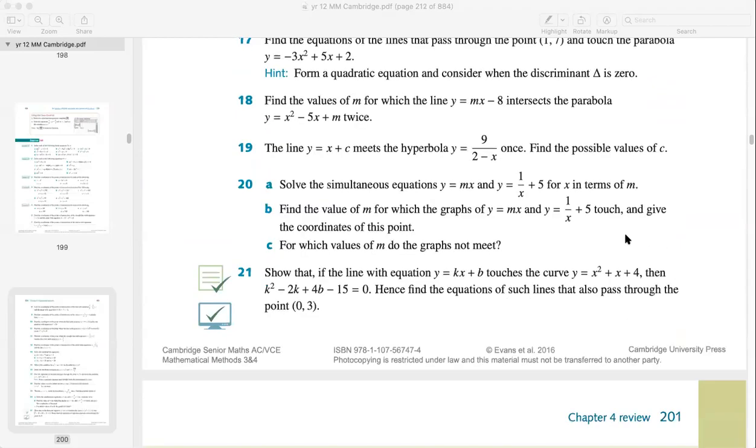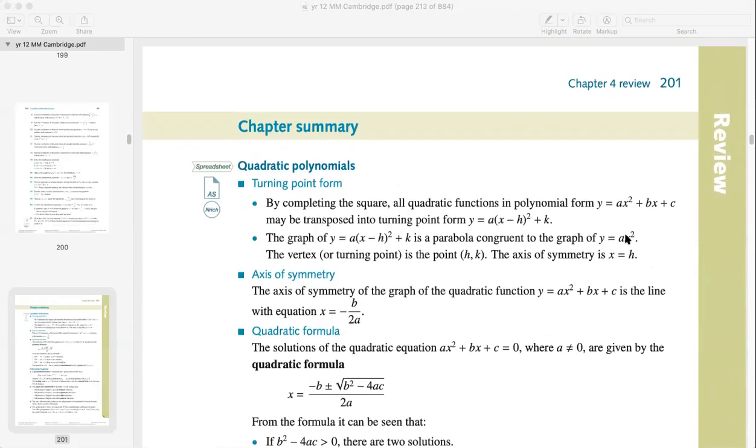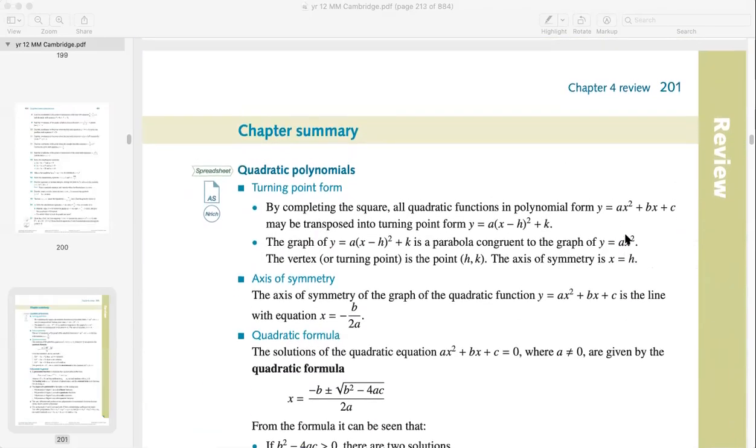And let's look at the chapter summary. Okay, for this one, it's quite organized. First, it tells us about the importance of quadratic polynomials, right? Which means x to the power of 2. The formulas, the axis of symmetry, the turning point form, completing the square, every sort of thing, delta, you know, to know the relationship with graphs and functions.